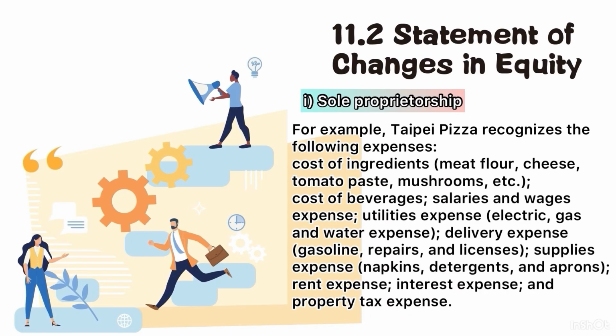For example, Taipei Pizza recognizes the following expenses: cost of ingredients, meat, flour, cheese, tomato paste, mushrooms, etc. Cost of beverages. Salaries and wages expense. Utilities expense, electric, gas and water. Delivery expense, gasoline, repairs, and licenses. Supplies expense, napkins, detergents, and aprons. Rent expense, interest expense, and property tax expense.